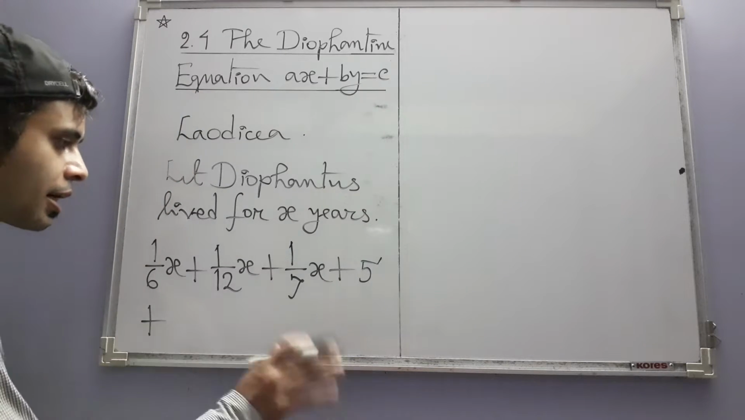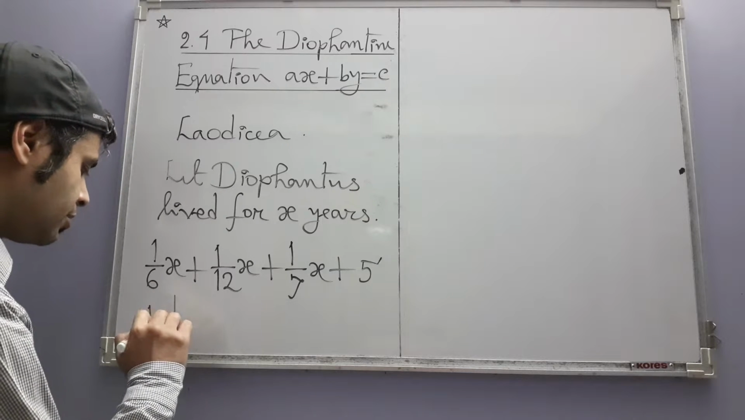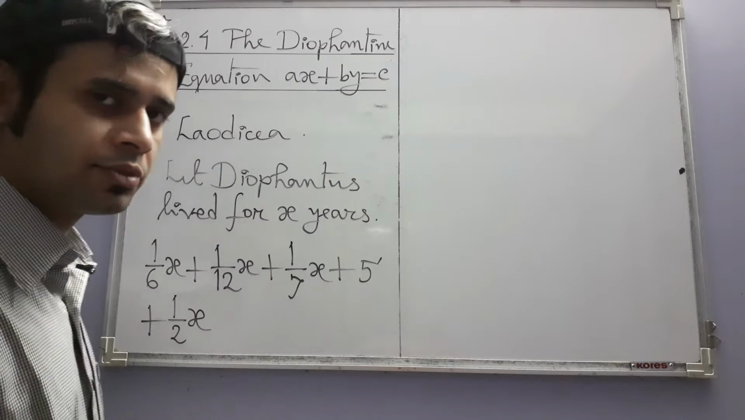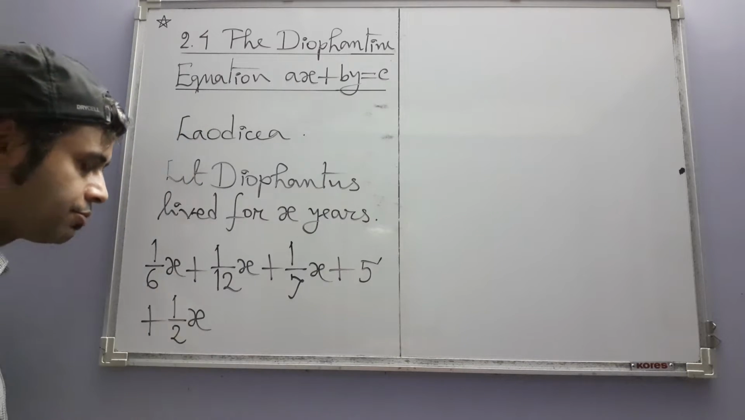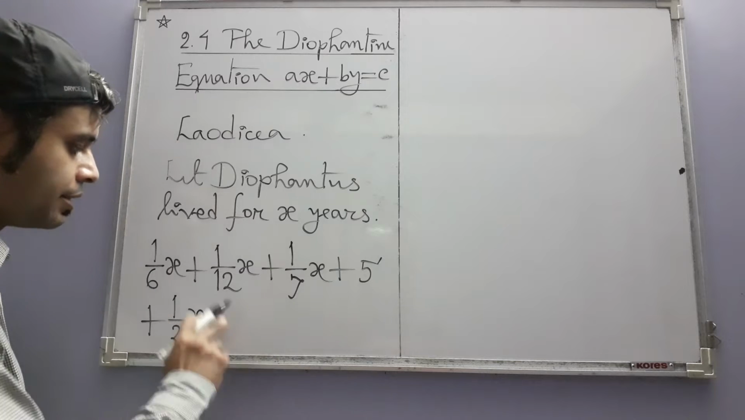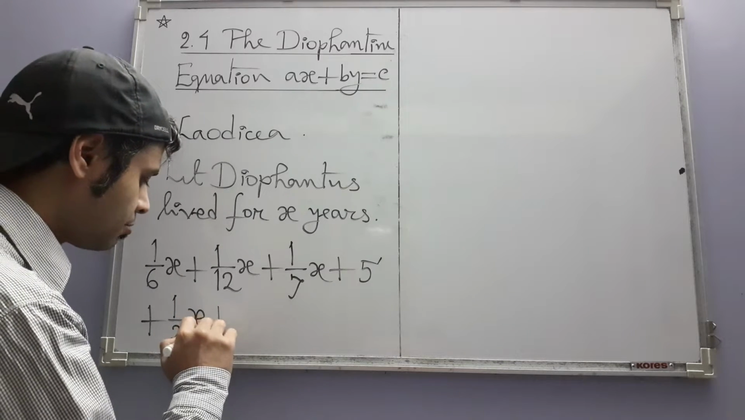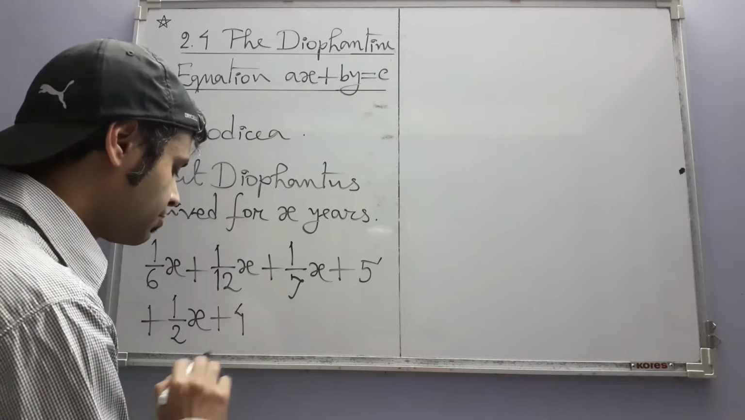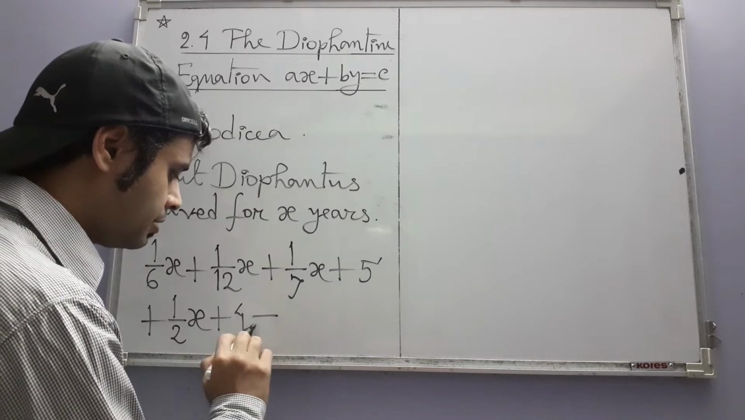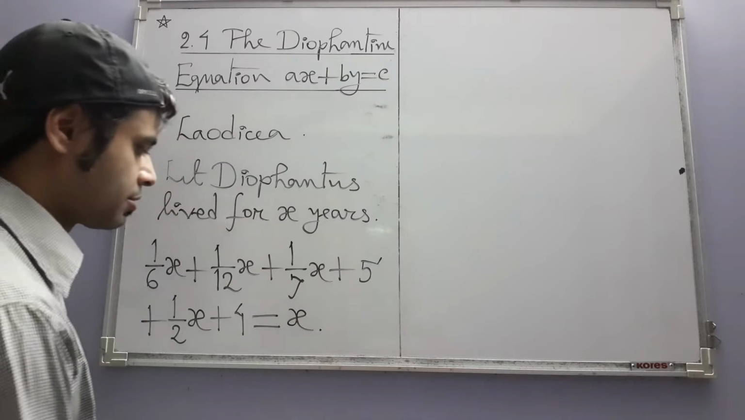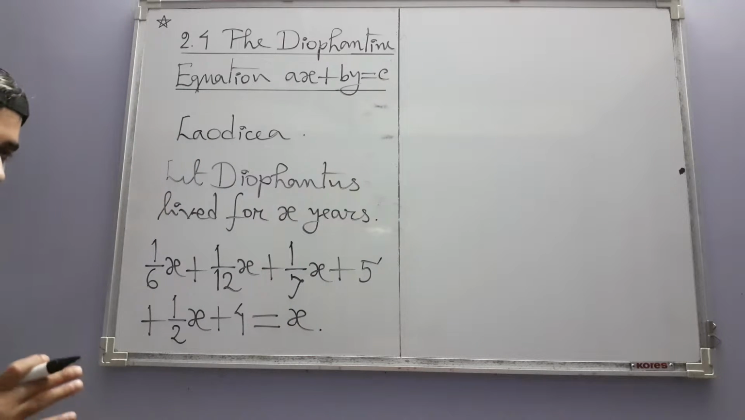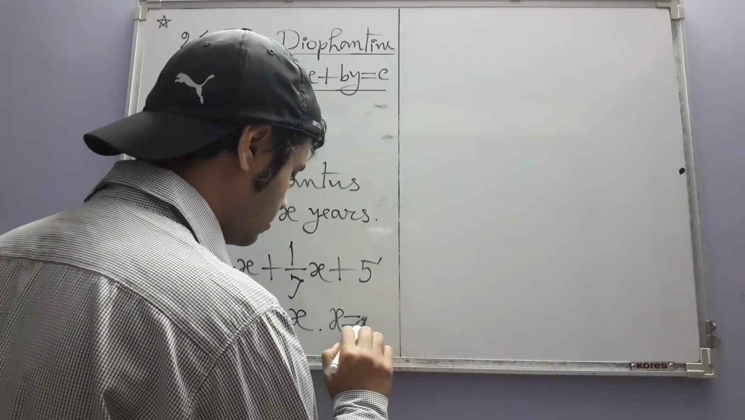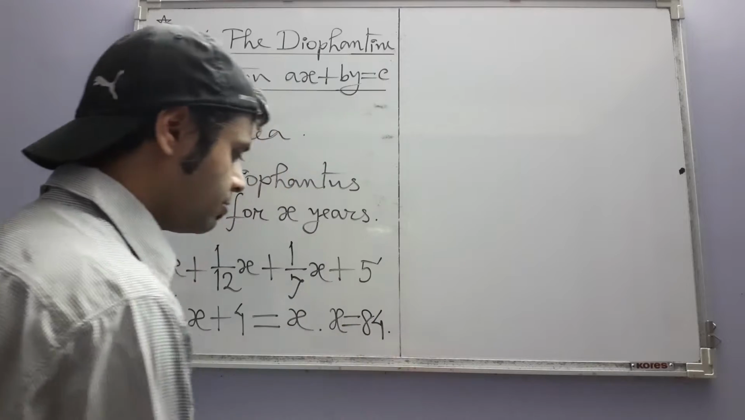Then the son starts to live, but he unfortunately lives only half of his father's life in terms of time. So plus 1/2 of x. So his son dies at this stage. But Diophantus himself lives for 4 more years. So plus 4, and then he also dies. So that is his entire life x. Now if this equation is solved, one gets the value x equal to 84.